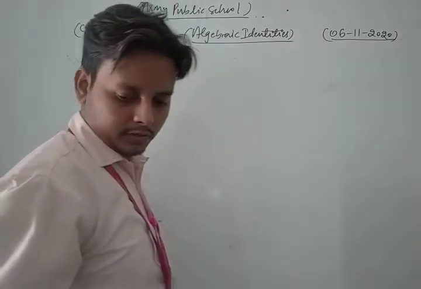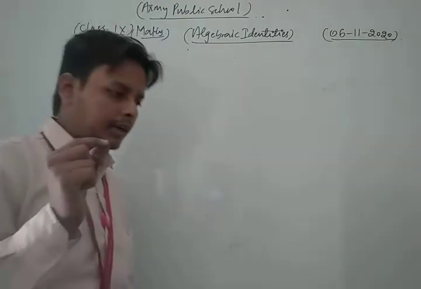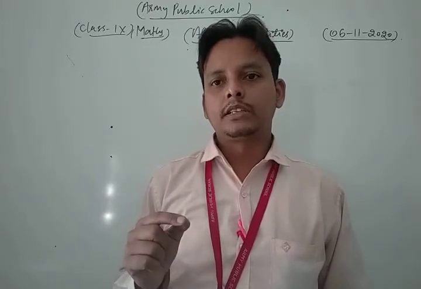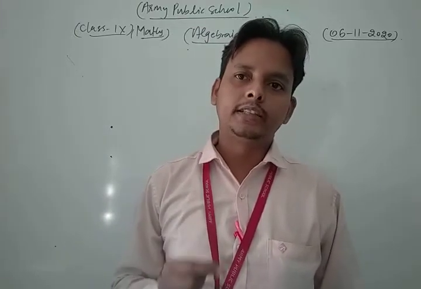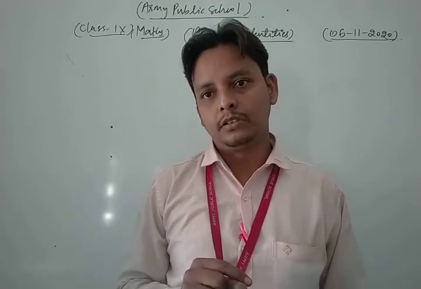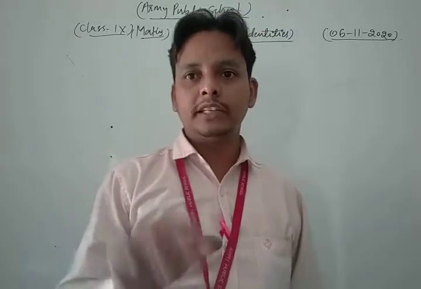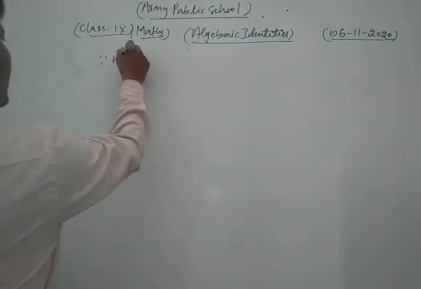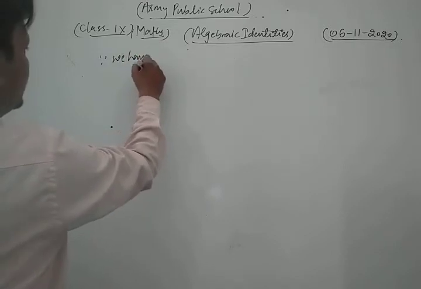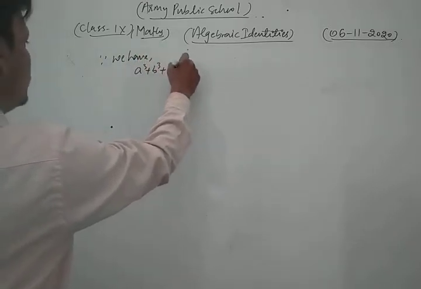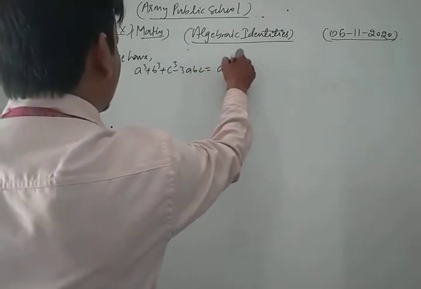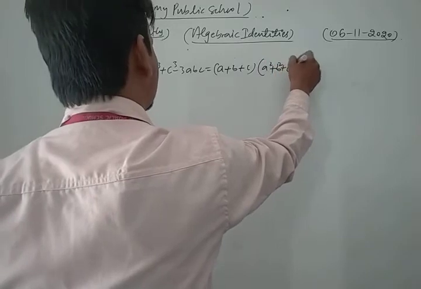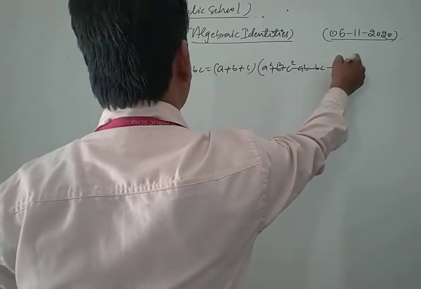Dear students, in the previous class we discussed a very important result based on the identity A cube plus B cube plus C cube minus 3abc. Let's see it once more, and then we take a question based on that identity. We know that A cube plus B cube plus C cube minus 3abc is equal to A plus B plus C in one bracket and A square plus B square plus C square minus AB minus BC minus CA.